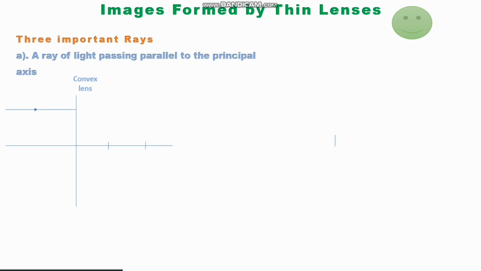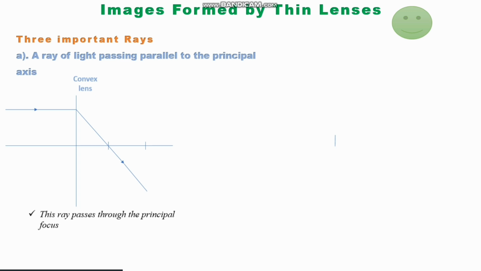As the ray moves, it reaches the optical axis where it is refracted, and when the ray is parallel to the principal axis, it is refracted and passes through the principal focus as shown in the diagram. So you can see the ray of light has passed through the principal focus. This is one of the important rays that will help us locate the image formed by the lens, not only the image, but also the position of the image.